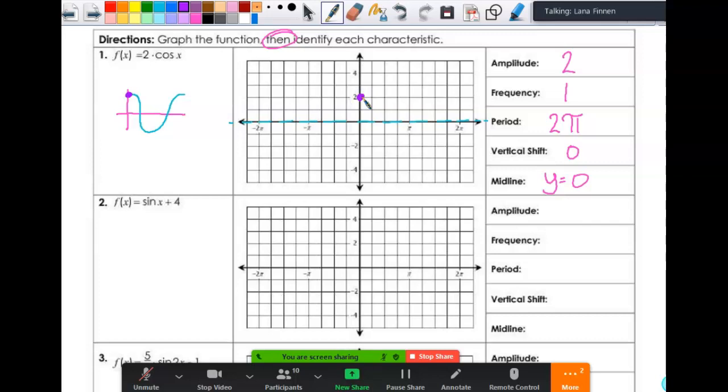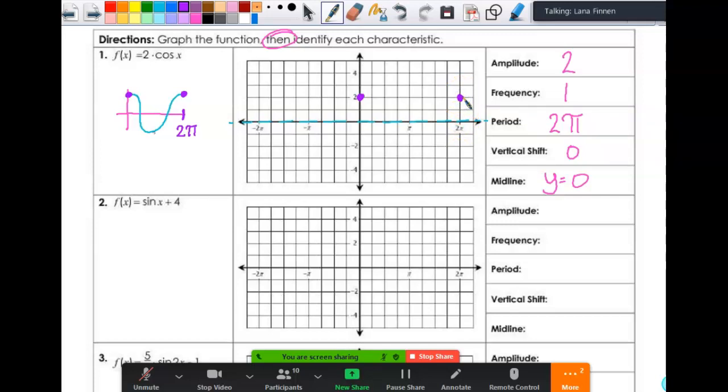The next point I'm going to plot is this one. And this one goes at the end of the period. The period is 2 pi. And it's going to have the same y value as that first point. So I can go to 2 pi. I plot something with the same y value.